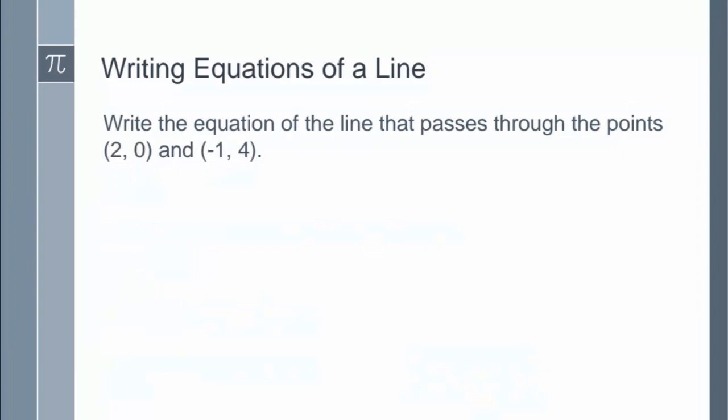Okay, so let's look at this equation. Write the equation of a line that passes through the points 2, 0 and -1, 4. So again, the two questions you want to ask yourself are, do they give me the slope?